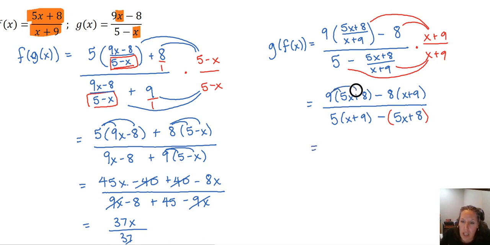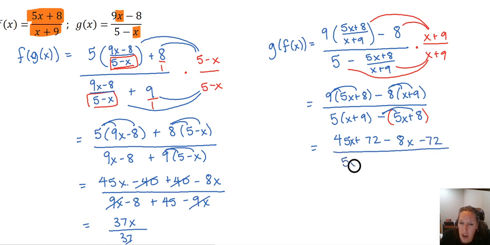So let's distribute our 9 and our negative 8, and then the negative that we have here in the denominator. So we get 45x plus 72 minus 45x minus 8x minus 72. In the denominator, you get 5x plus 45 and negative 5x minus 8. Our 72s in the numerator add to 0, and again we're left with 37x. In the denominator, our 5x's add to 0, and we're left with 37, which does simplify to x.